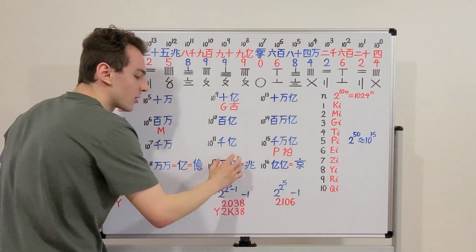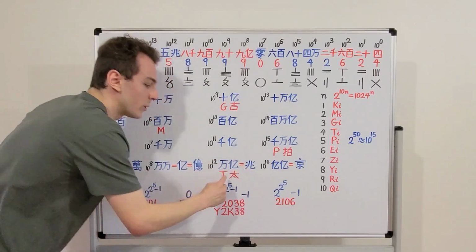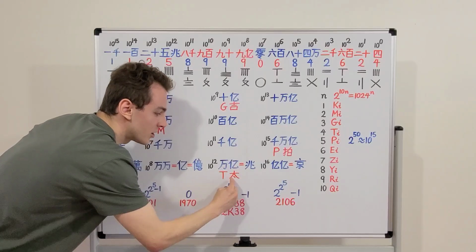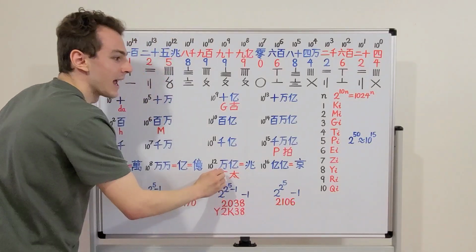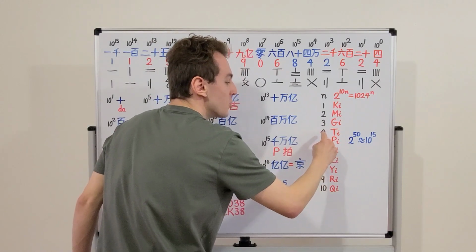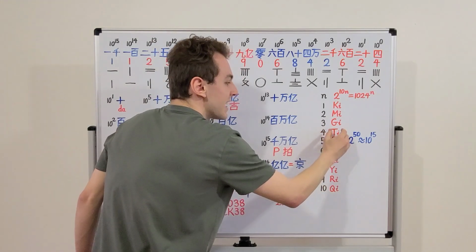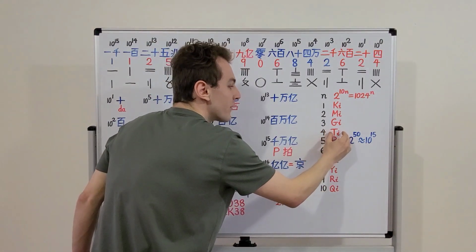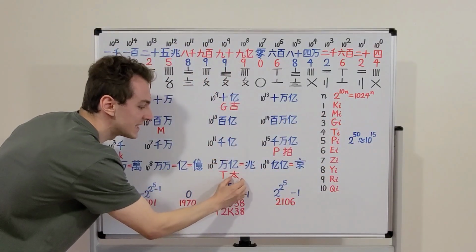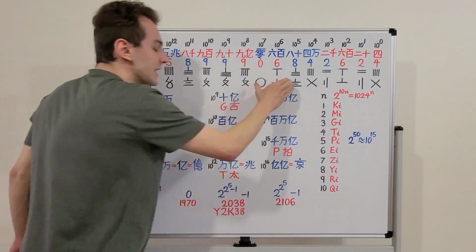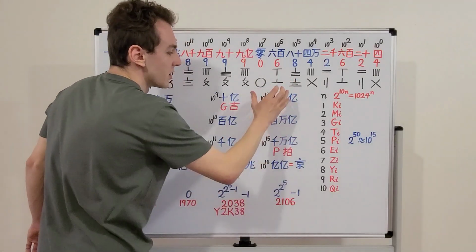And over here for 10 to the power of 12, to avoid ambiguity, we can use this character, which is a translation of tera. So we have tera, and you can see tera over here that corresponds to n equals 4. And tera is analogous to the binary version, which is tebi. So we have tera and tebi, and this is the Chinese character for tera. And finally, let's look at these 4 powers of 10.